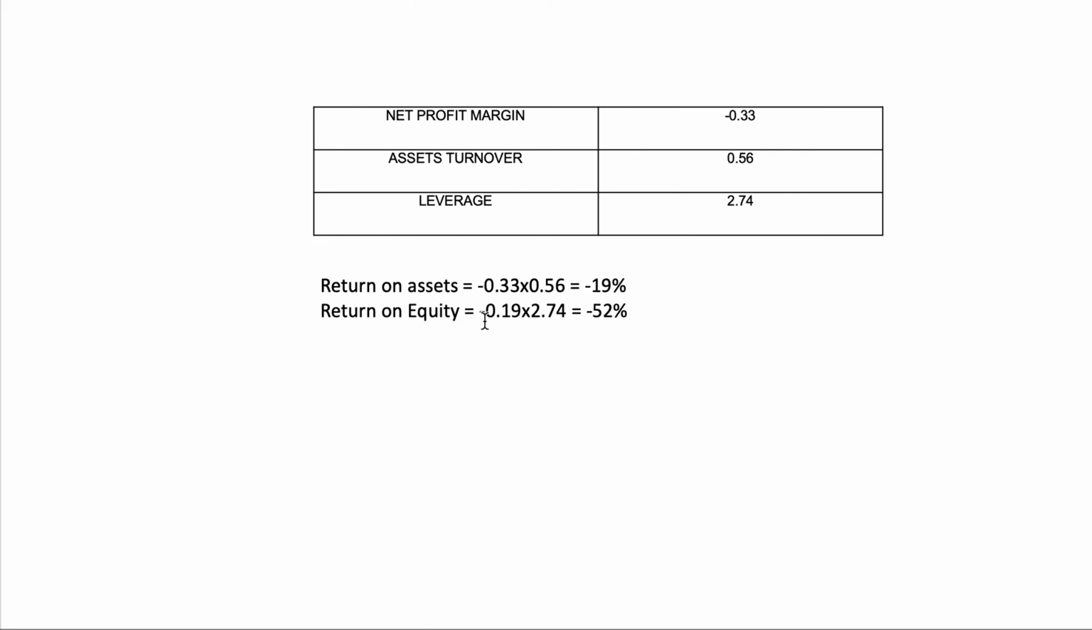The return on equity equals return on assets multiplied by the financial leverage. So minus 19% multiplied by 2.74 equals minus 52%. And that's the actual amount for 2019 of the return on equity as we calculated before.